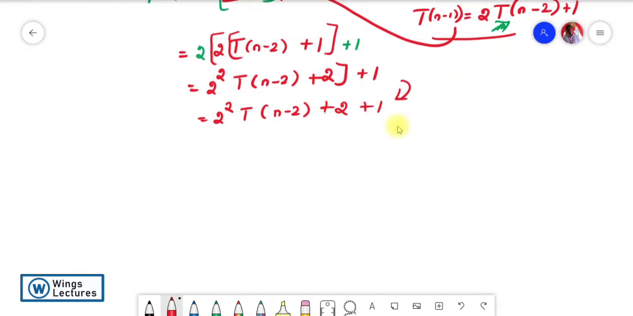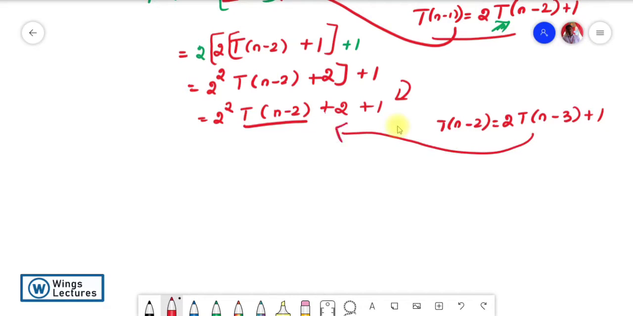Okay, so let's see. Next, I am going to find out t of n minus 2. So t of n minus 2, already we know the value of t of n minus 1, right? So t of n minus 2 is nothing but 2 t of n minus 3 plus 1. So by applying this value, what would be the result?